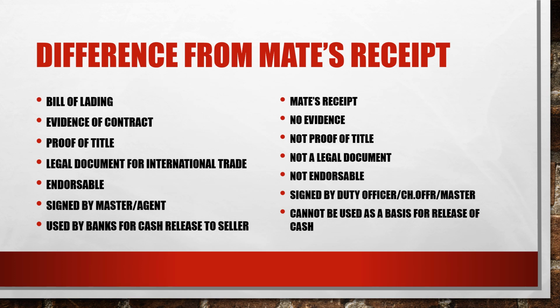Bill of lading is signed only by the master or agent, but the mate's receipt can be signed by the duty officer, chief officer, or the master. And finally, bills of lading can be used by banks for cash release to the seller, whereas mate's receipts cannot be used as a basis for release of cash.